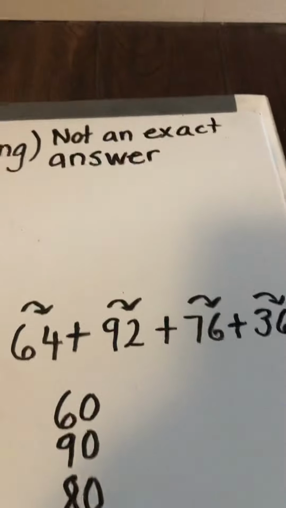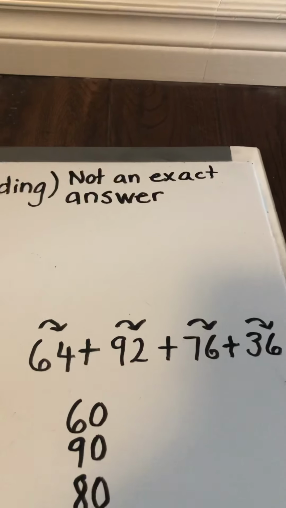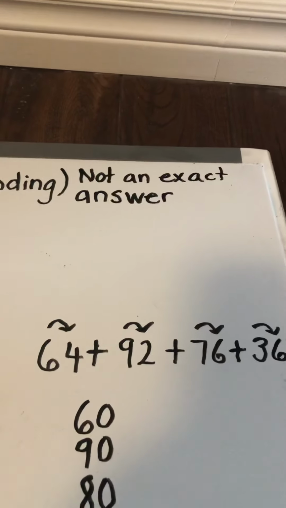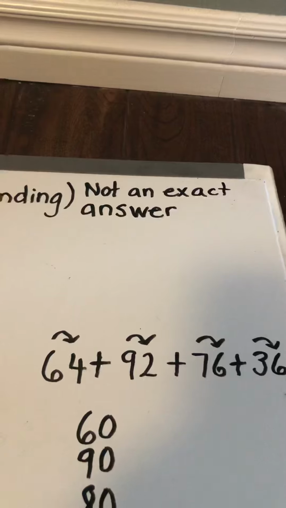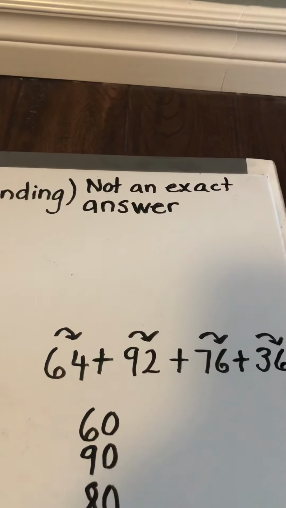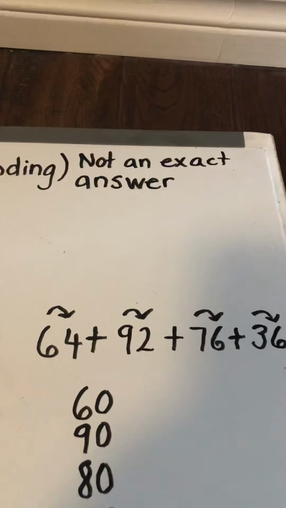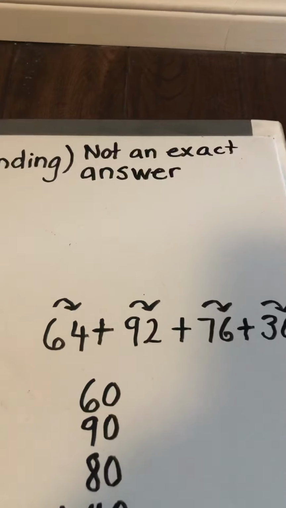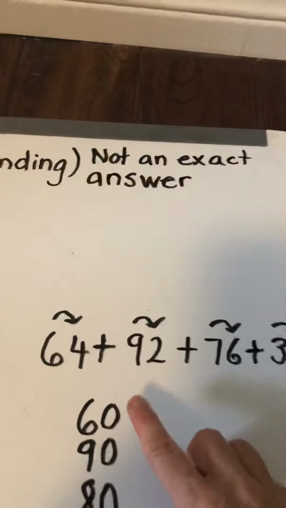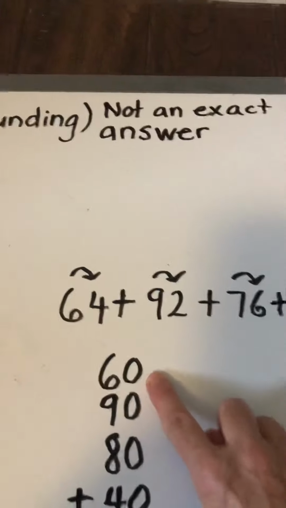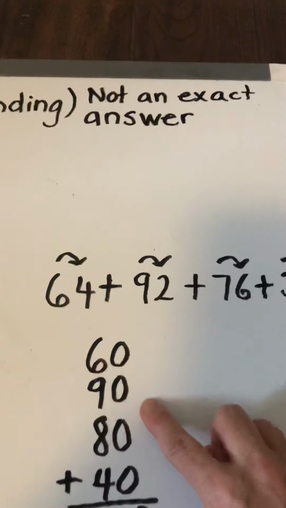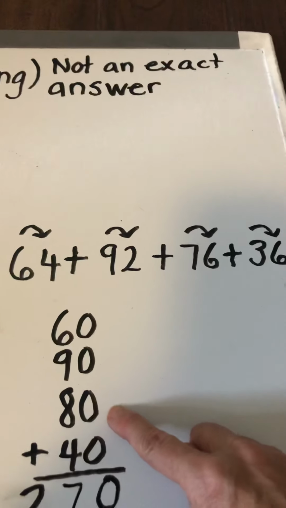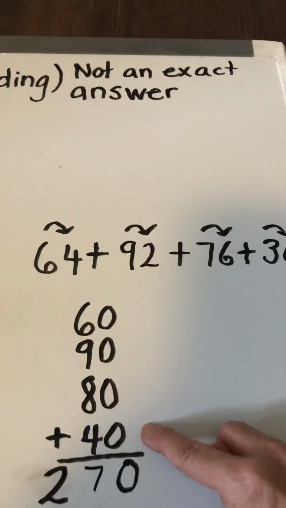Okay, and this is an example, like we were talking about in the first video, where we have an equation written horizontally. We never want to solve anything like this horizontally. It's so much easier to make sure that we're writing things vertically. And when you write things vertically, make sure you put units under your units, tens under your tens. Now, same thing though, we're estimating, so we don't want the exact answer. So 64 is rounded to 60. 92 is rounded to 90. 76 is rounded to 80. And 36 is rounded to 40.